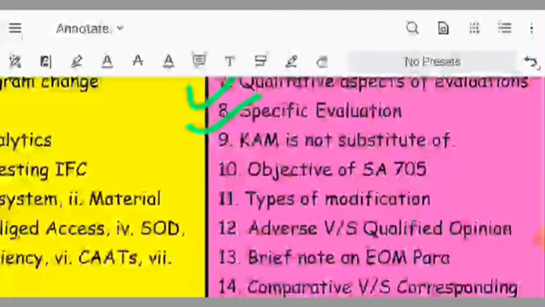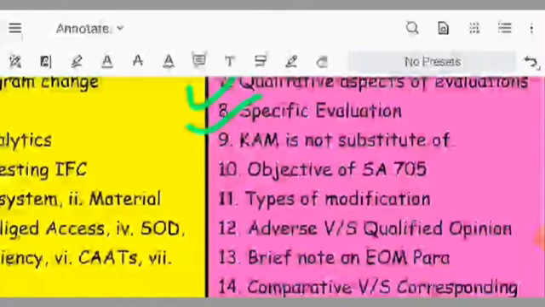Yes, so for the qualitative aspects, firstly you have to communicate as per SA 260 about the qualitative aspects of the accounting principles, and to the TCWG and management if there is any lack of neutrality and if there are any uncorrected misstatements, that way. So in short, you have to remember the first point is SA 260, right?